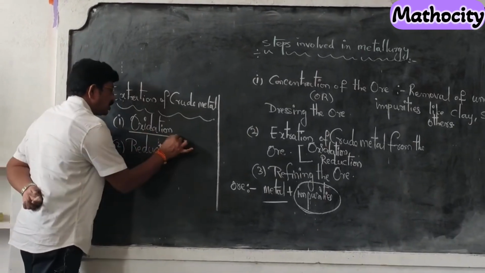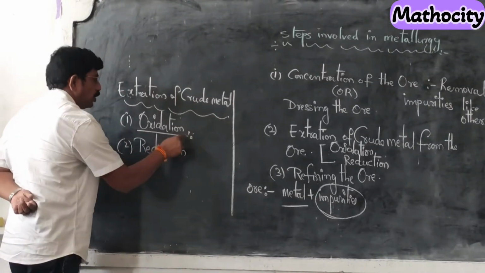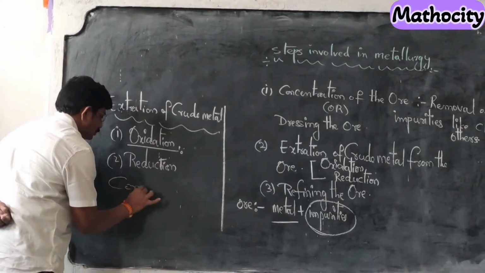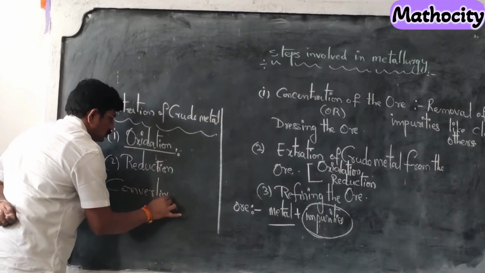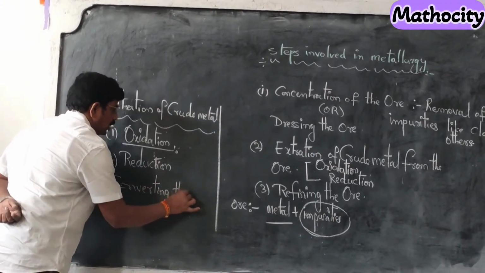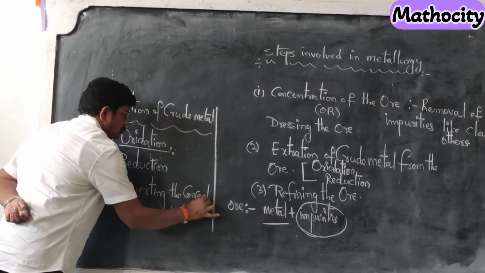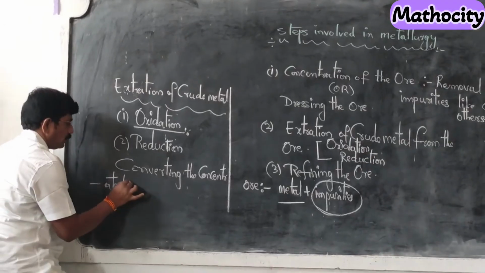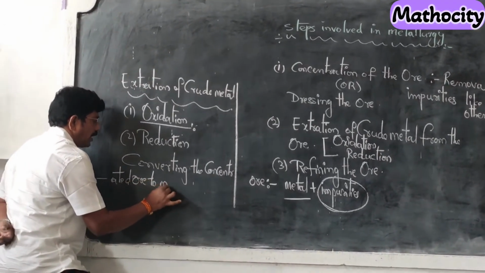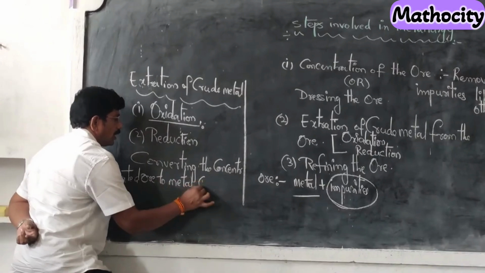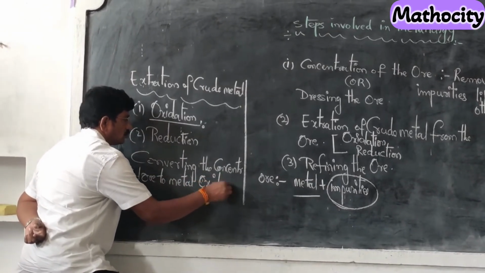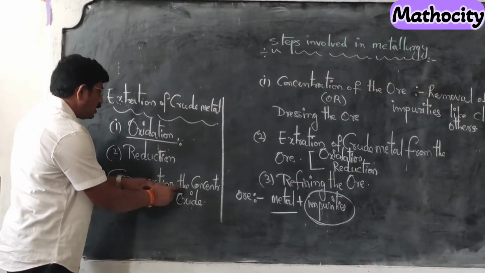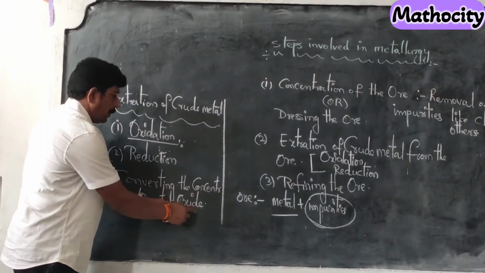In the oxidation process, what you are doing? You are converting the concentrated ore to metal oxide. Okay, see this one. In the oxidation process, what you are doing? You are converting the concentrated ore to the metal oxide.